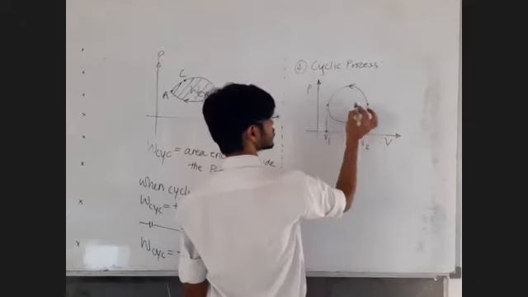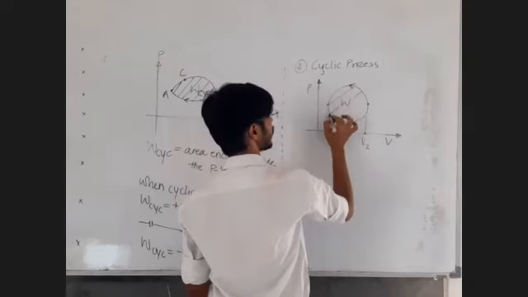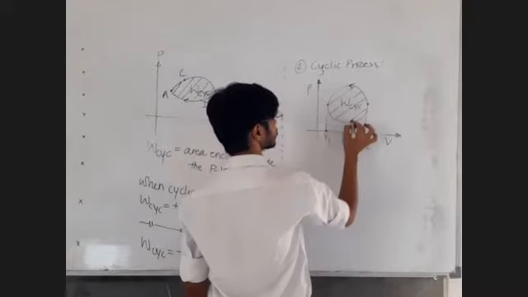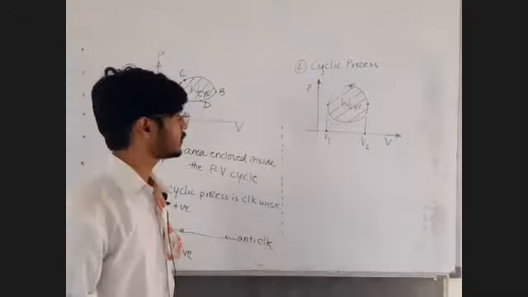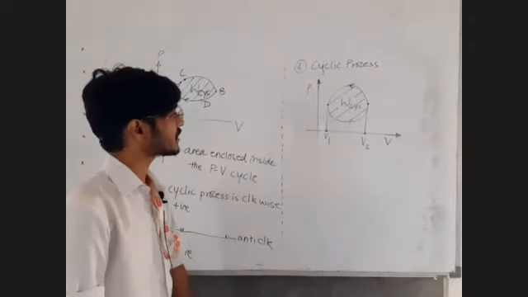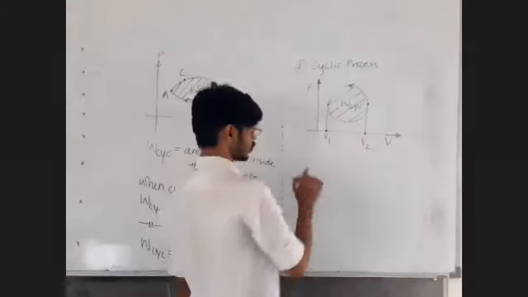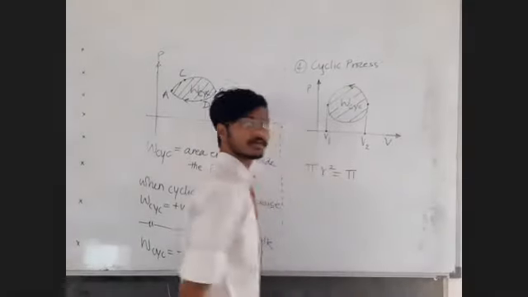Now all of us know that this is going to be the work done in the cyclic process, the area enclosed. Now you may be thinking, sir, just do pi r square and find out the answer. No, that will give you a wrong answer. In that case, you will simply write pi into r square.